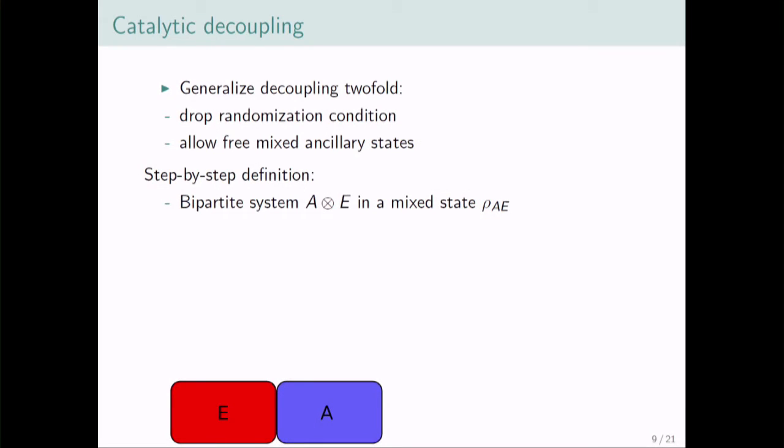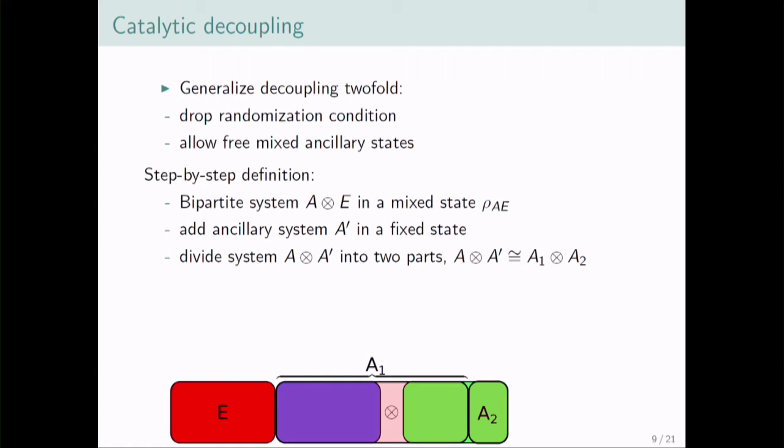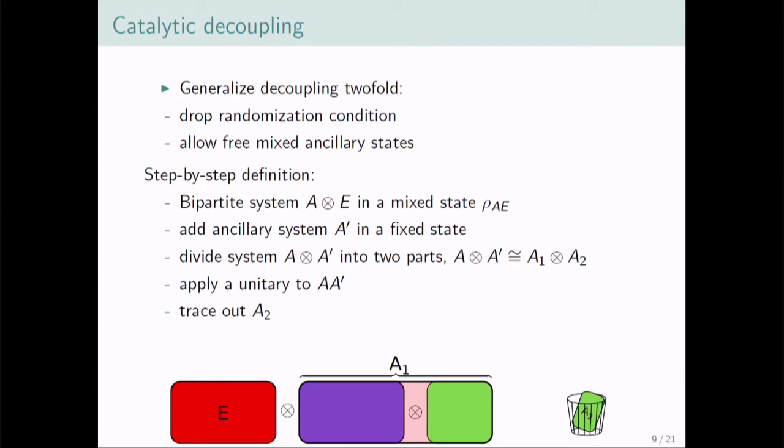bipartite quantum system again with the systems A and E. But this time, we append some product system, A prime, in some fixed state. And now we continue in the same way as in regular decoupling. We divide this joint system, A prime, into two parts, A1 and A2. We apply a unitary, and we take the partial trace over A2. And we hope that afterwards the system is in a product state.